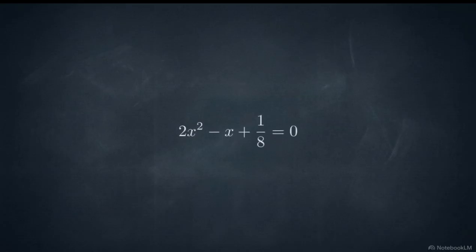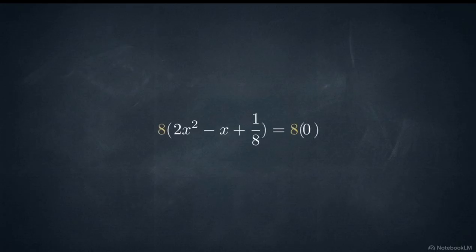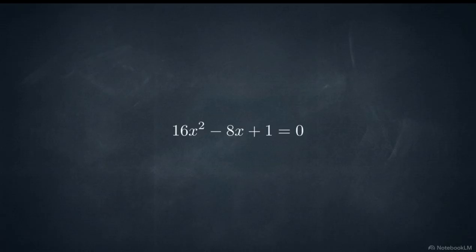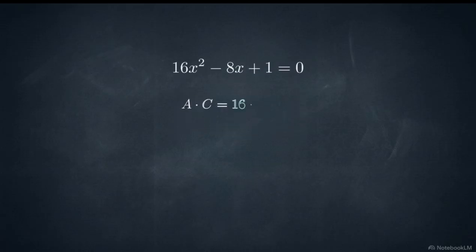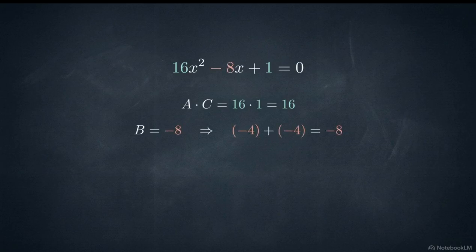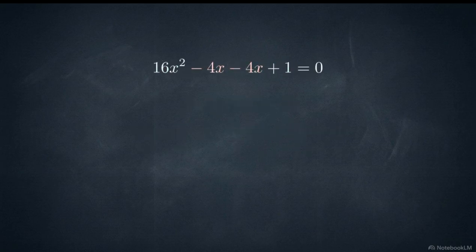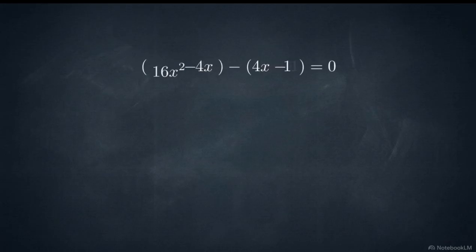By multiplying every term in the equation by 8, we clear the fraction entirely. The result is a more manageable expression. 16x squared minus 8x plus 1 equals 0. Now we return to the standard workflow. Multiplying 16 and 1 gives us 16. To get our middle coefficient of -8, we use factors -4 and -4.